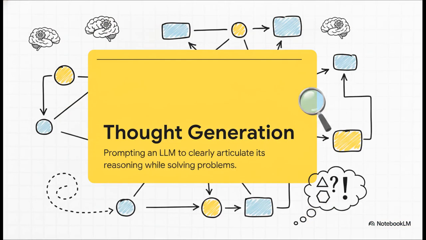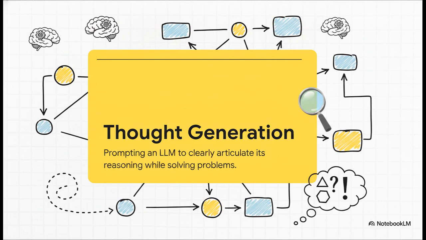All right, moving on to Section 2, defining AI reasoning. Let's actually look at the exact definition straight from the Learn Prompting source material. Thought generation involves, quote, prompting a large language model to clearly articulate its reasoning while solving problems. Now, I really want you to focus on those words right in the middle, clearly articulate its reasoning. Why this matters is absolutely crucial for advanced prompt engineering.